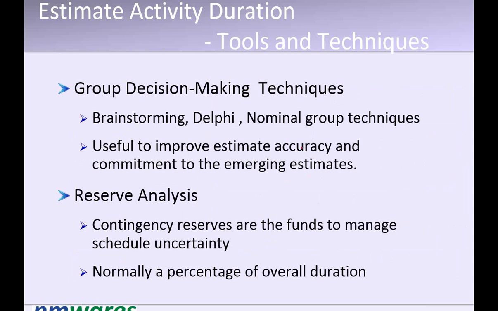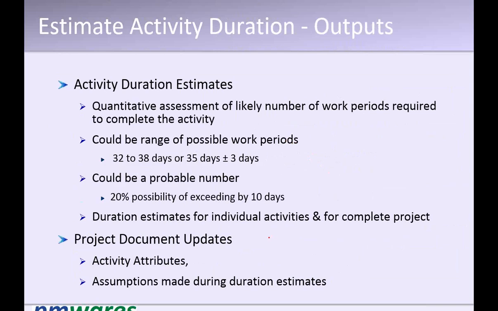Now you have the activity duration. You see there are group decision making techniques, which we have discussed. Now what you get as an output of this process is the activity duration estimate. So you get the estimated duration or estimated range, or you can come out with a probability number: what is the chance of completing the project in this duration, or exceeding it, or not being able to complete in this duration. That probability you can forecast.